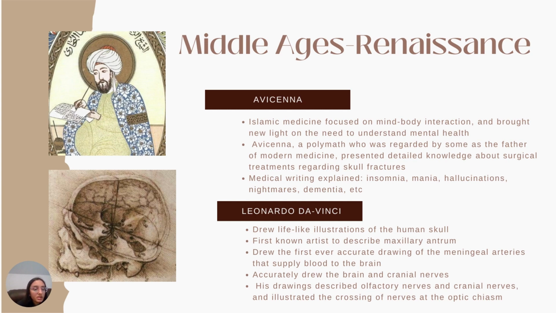During the Renaissance period, Leonardo da Vinci drew lifelike illustrations of the human skull. In the drawing to the left, the maxillary antrum can be seen, which is a cavity that Da Vinci was the first known artist to describe. Da Vinci also drew the first ever accurate drawing of the meningeal arteries that supply blood to the brain. In later years, he accurately drew the brain and cranial nerves. His drawings described olfactory nerves and cranial nerves, and illustrated the crossing of nerves at the optic chiasm.